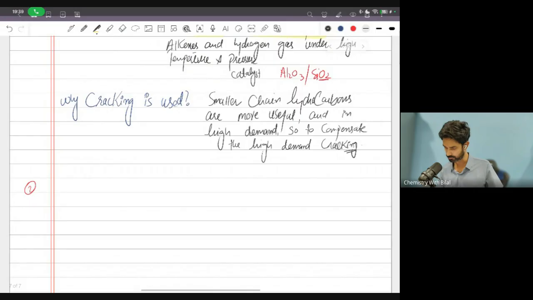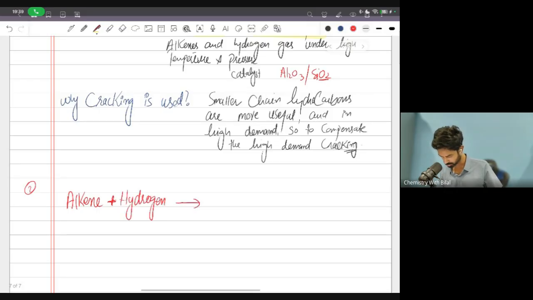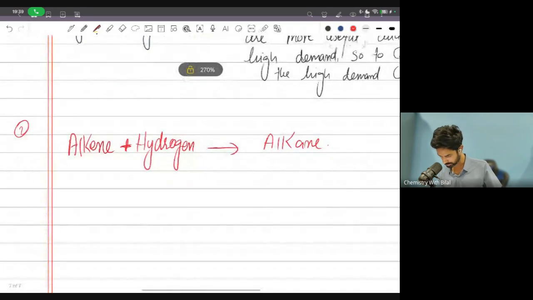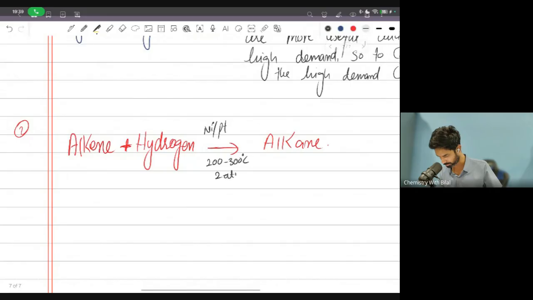The other one is from alkenes. So you have alkene, you add hydrogen into it, you will get alkane. I said this reaction takes place in the presence of nickel / platinum, 200 to 300 degrees or 2 atm pressure में चल जाएगा.